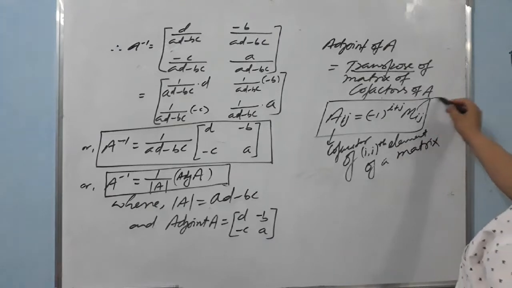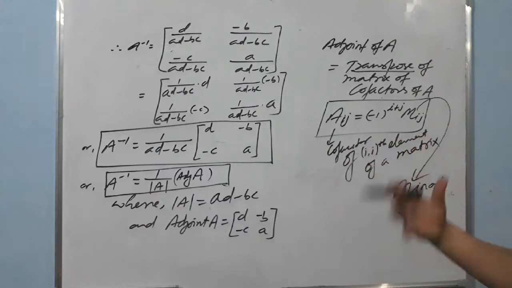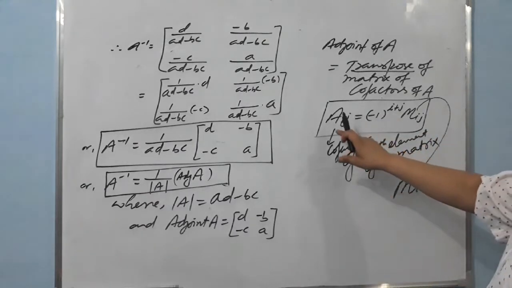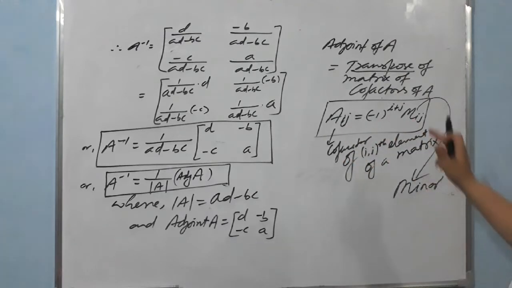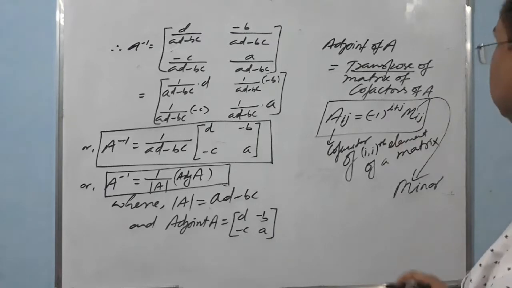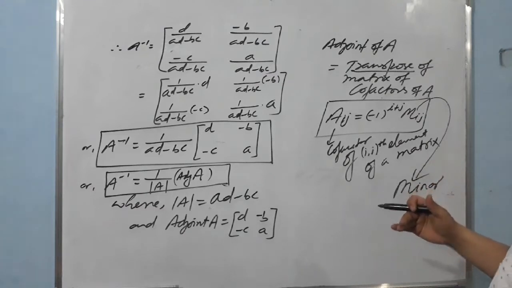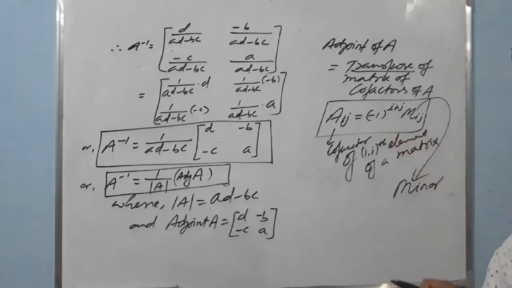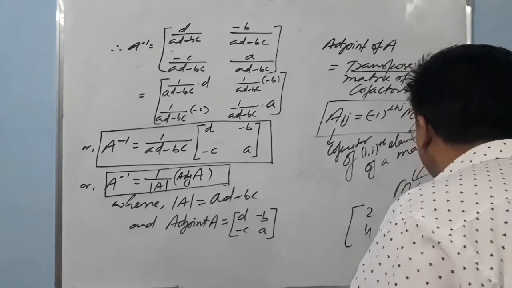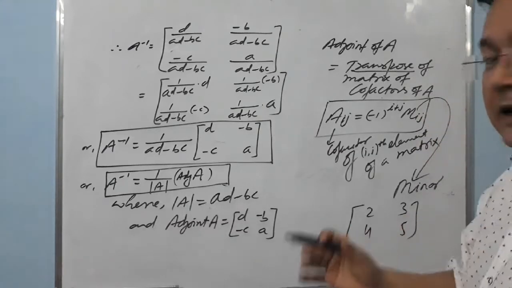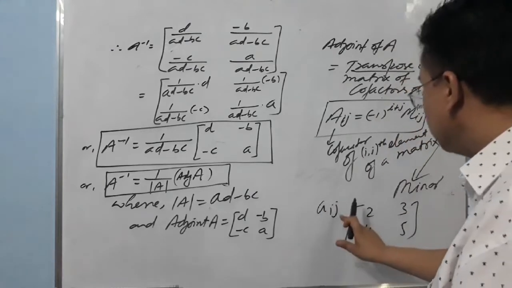Mij means the minor, and I will explain what the minor is. The cofactor formula is minus 1 raised to the power i plus j times Mij. So what is i plus j? i represents the row number and j represents the column. If I write any matrix here, say 2, 3, 4, 5, the position of an element is represented by Aij. i means row, j means column.